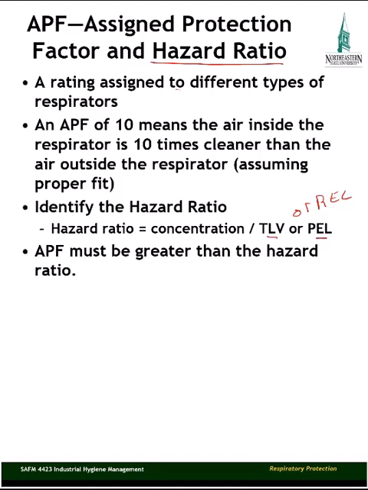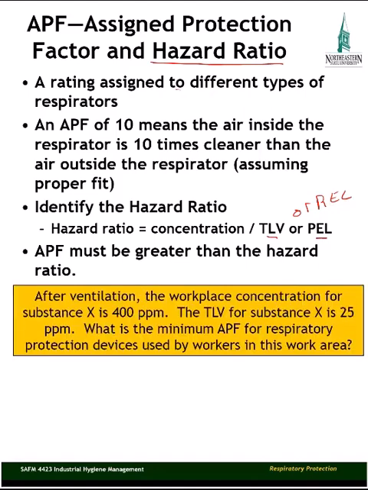Here's an example. After ventilation, the workplace concentration for substance X is still 400 parts per million. Again, they ventilated, but they're still at 400 parts per million with the ventilation that they've got. So they need to use a respirator because the TLV for substance X is 25 parts per million. What is the minimum APF for respiratory protection devices used by workers in this area?